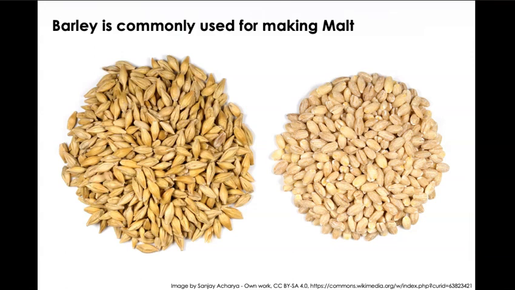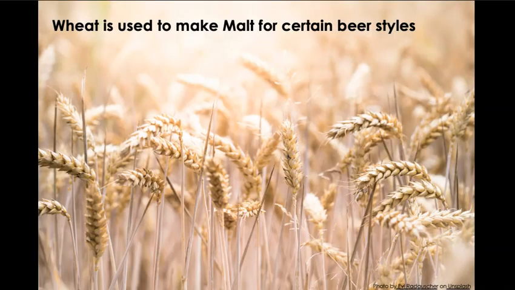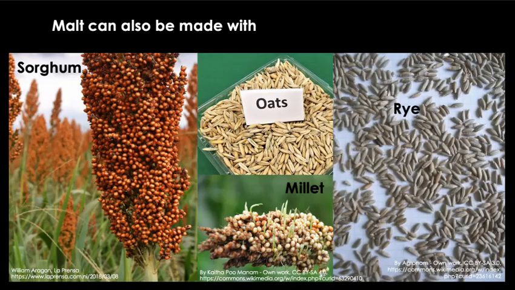Other beer varieties actually use wheat. So some certain beer styles, particularly the Weiss beer, which is a very nice German beer, have a large proportion of wheat relative to the barley that is used in their malt. Beyond wheat, other grains that can be used for malt are sorghum, oats, rye, and even millet.